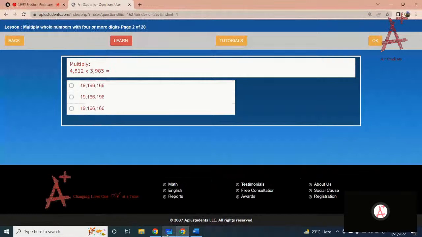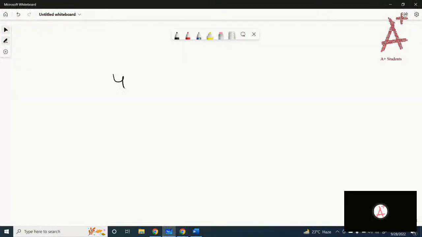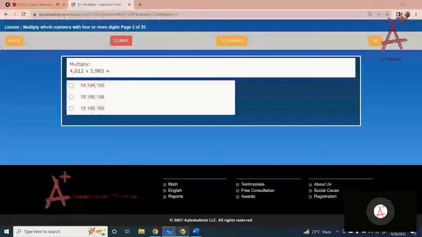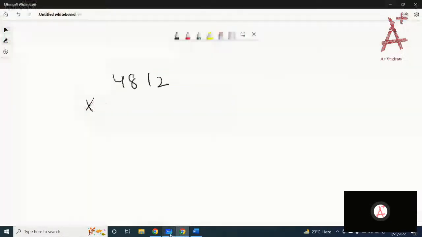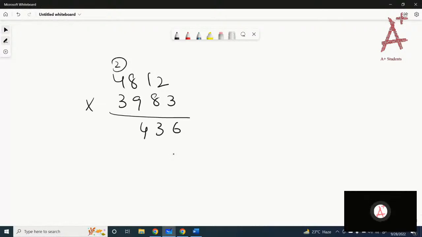The next one is 4812 times, let's be more careful this time, 3983. Okay, start multiplying from the ones digit. So 3 times 2 is 6, 3 times 1 is 3, 3 times 8 is 24. Here you have 4 and here you have 2. 3 times 4 is 12 and 2 14. Okay, I'm going to remove the carries.